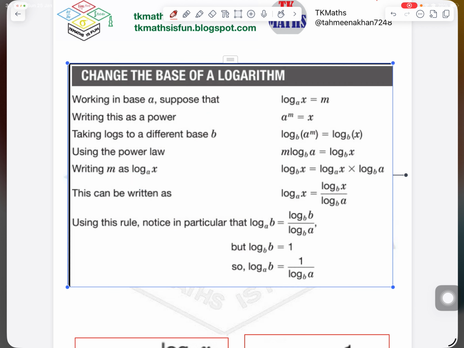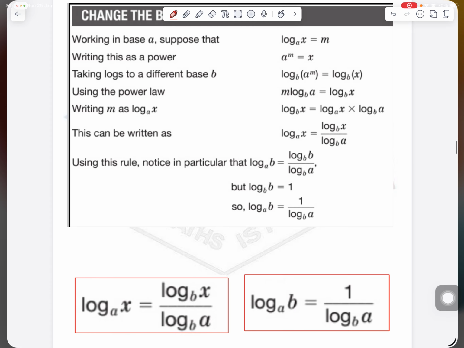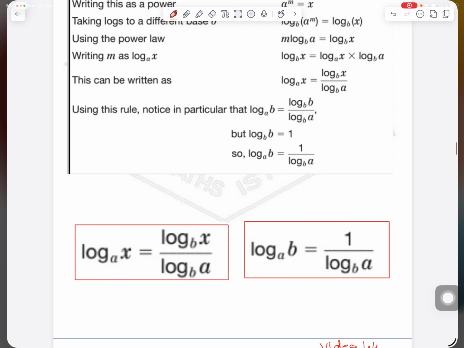So now for the change of base, your focus should be on these two concepts. Along with this, the other rules will also be applied in the questions. So now if you see here, what is happening? Notice here, I have changed the base b, totally different base. So this will go in the numerator, this will go in the denominator.